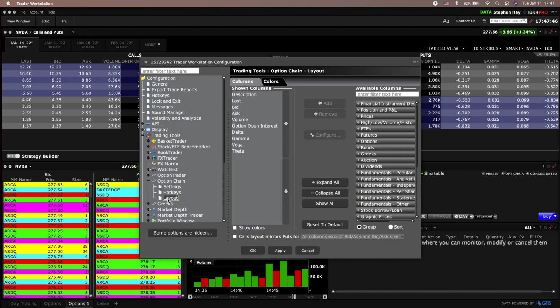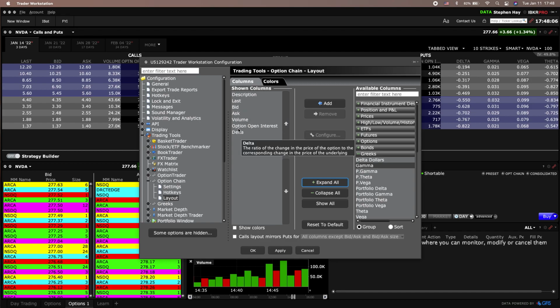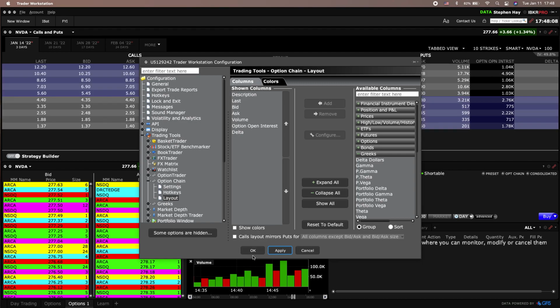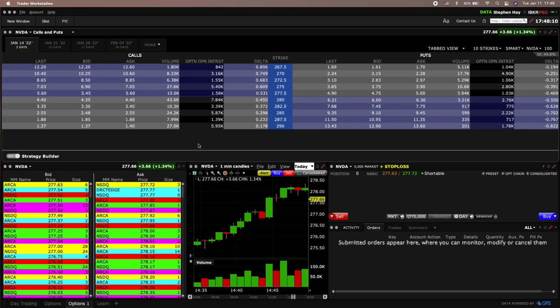Right, so in the options chain, go down to layout, and I'm going to remove theta, vega, and gamma. Perfect. So now we have the description, the last, the bid, the ask, the volume, the option open interest, and delta. Click apply. And okay, perfect. It's a lot cleaner, with less data to look at that's not really relevant to us as day traders.